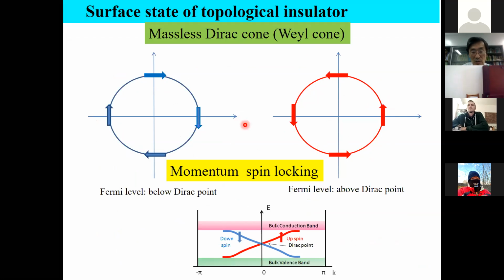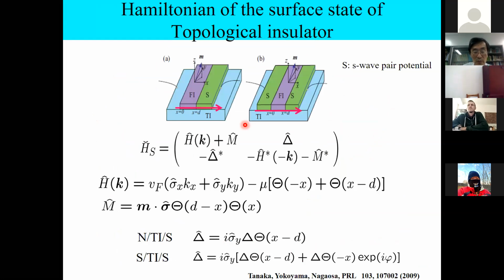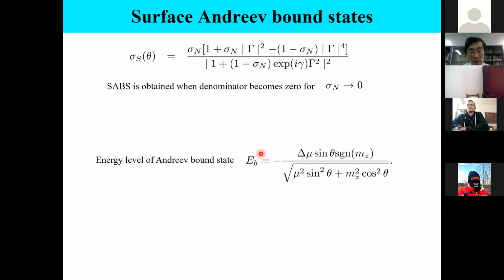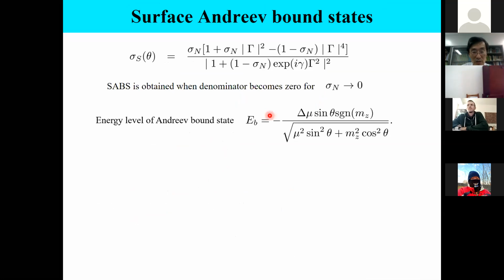So then let's start to put some material, for example a ferromagnetic insulator or superconductor, on the surface of the topological insulator. The Hamiltonian is rather simple. We start from the surface state of the topological insulator with a chemical potential, and magnetization in this region, and also a pair potential here. Then we calculate, for example, first the charge conductance, system A. Then we get the answer that the energy level of the Andreev bound state becomes like that.